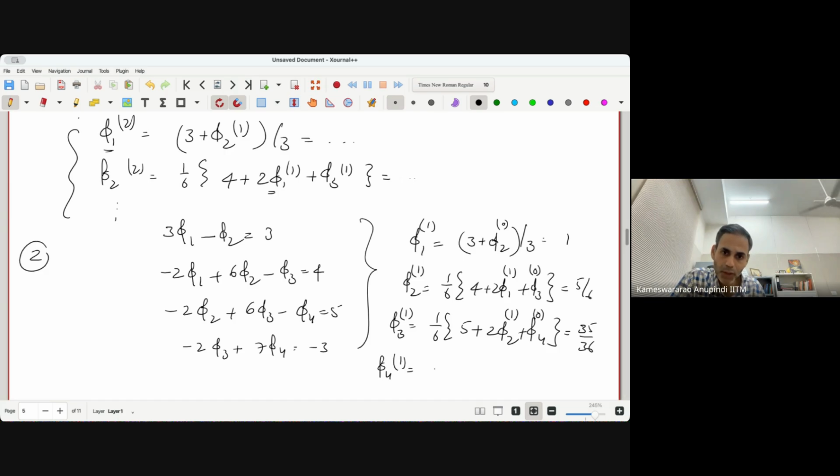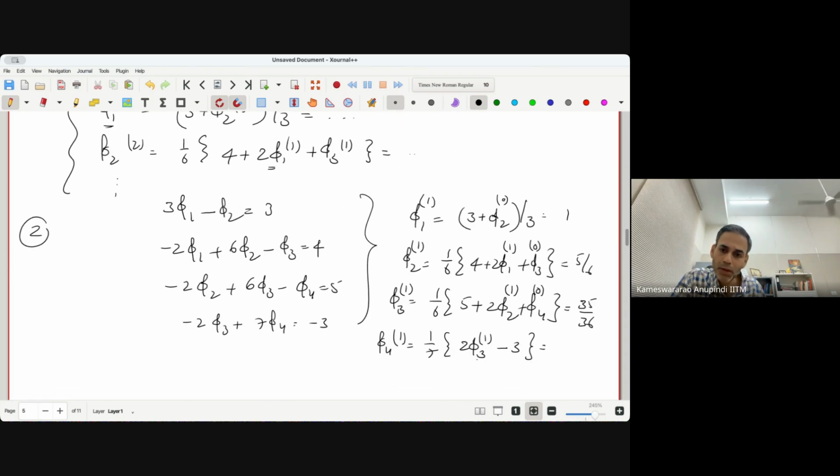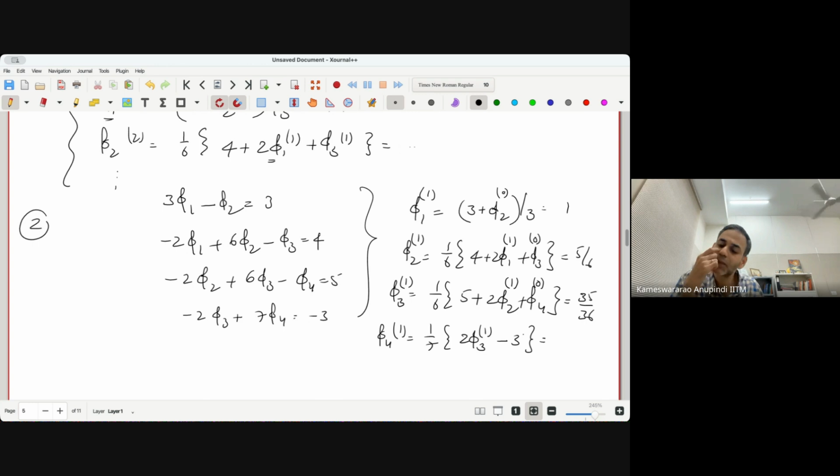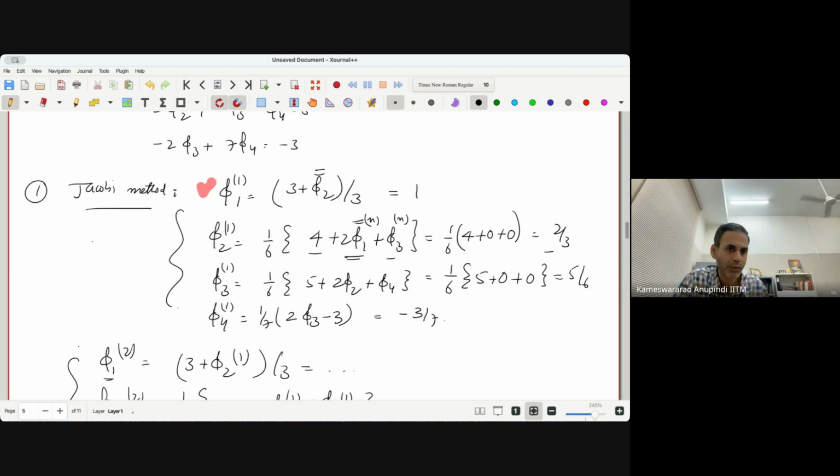Similarly, Phi4 at 1 is going to be 1 by 7 of 2 Phi3 at 1 minus 3. Earlier this had come out to be minus 3 by 7. Now, because Phi3 of 1 is 35 by 36, we're going to basically get 70 by 36, so that is 70 minus 108 divided by 36 into 7. So we're going to get some value. That is how you would do it if it were the Gauss-Seidel method, and this is how you would do it if it was Jacobi.